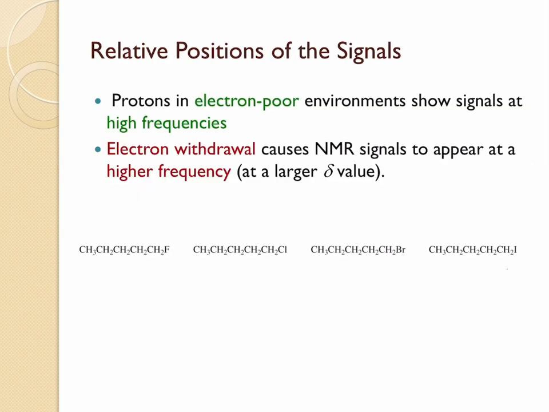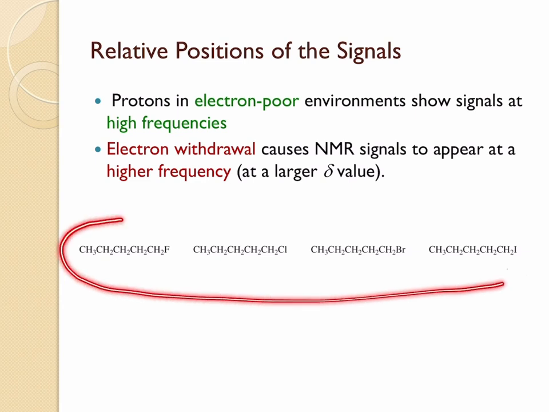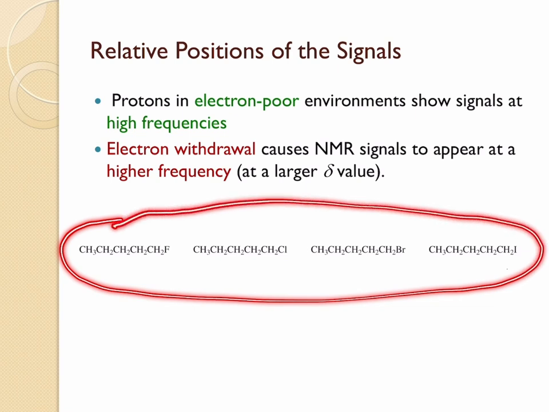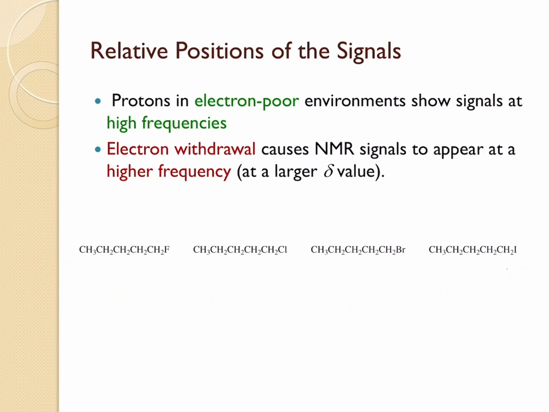Let's now take an example to determine the relative positions of the signals for the protons in a set of four different compounds, four different alkyl halides. The only difference between these four compounds is the halogen. Here you have fluorine, chlorine, bromine, and iodine. When you compare the electronegativities of fluorine and iodine, we definitely know that fluorine is more electronegative. Because fluorine is more electronegative, these methylene hydrogens are said to be deshielded.